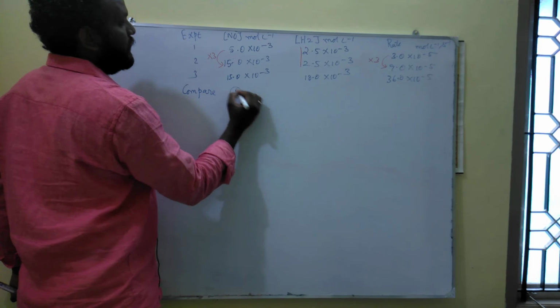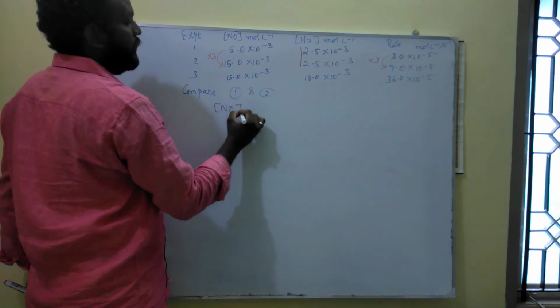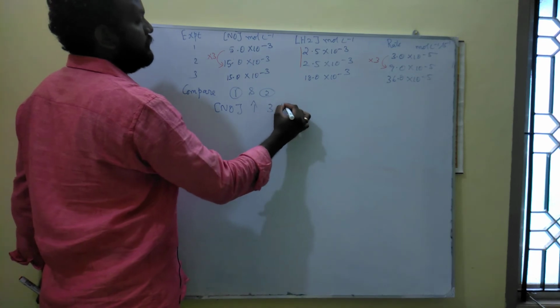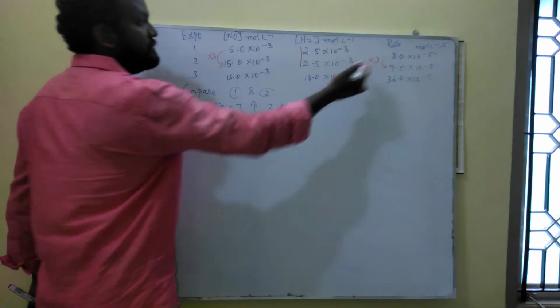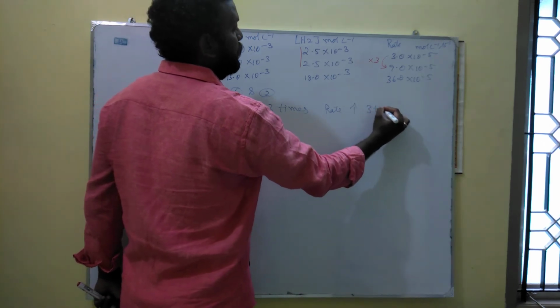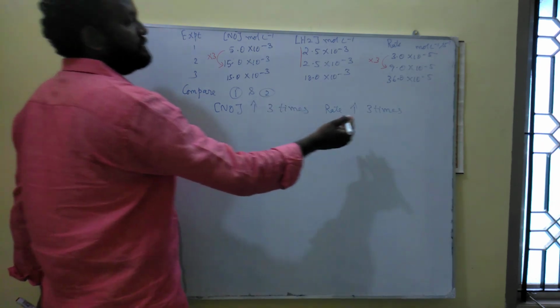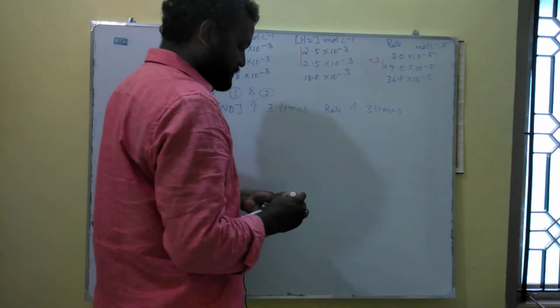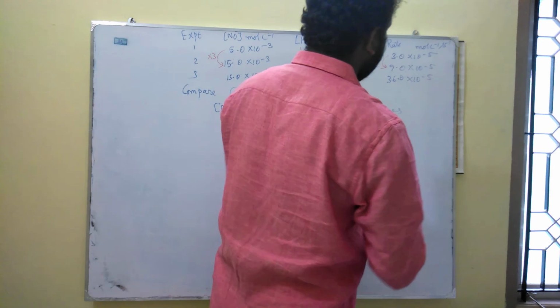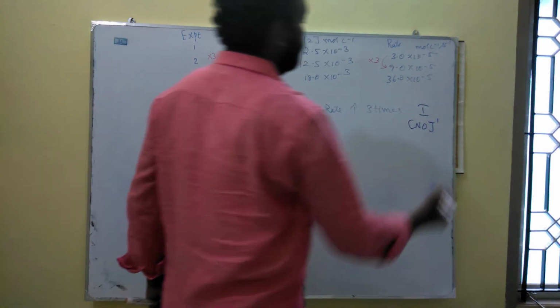In the first and second experiment, concentration of NO increases 3 times. Here the NO increases 3 times, and the rate of the reaction also increases 3 times. There is a concentration increase of 3 times, rate also increases 3 times. So it belongs to first order. So with respect to NO, it is first order.